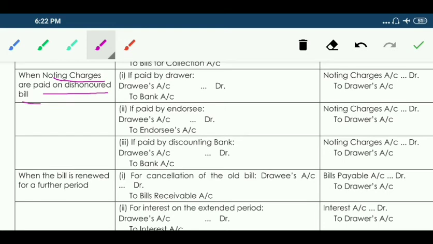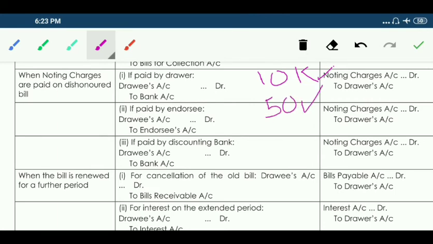If the noting charges are paid by the drawer, the first entry is to debit the drawee's account. For example, the bill is 10,000 rupees. We debit the 10,000 rupees to the debtor account. Then we incur 50 rupees as noting charges.